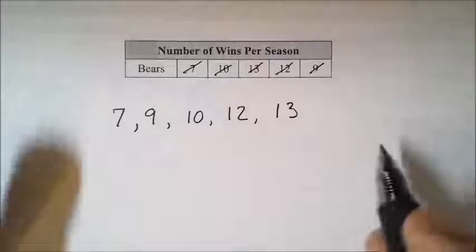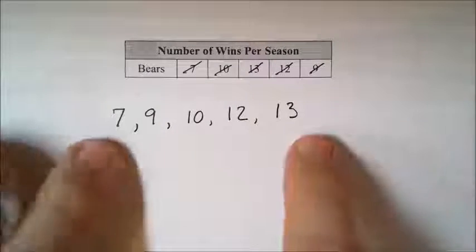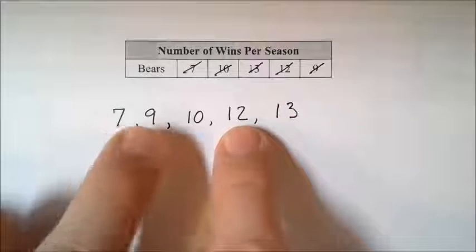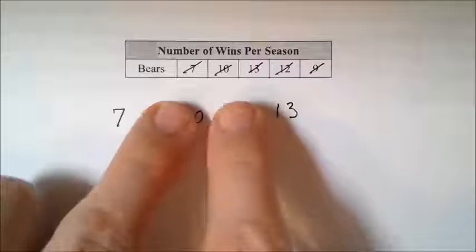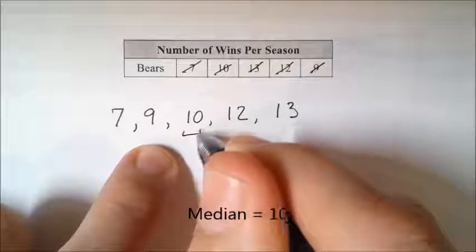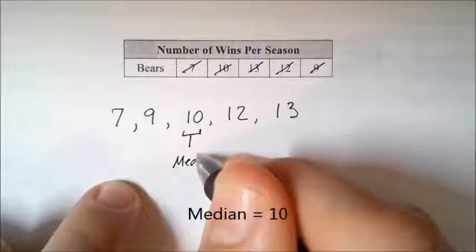So remember, when we're finding the median, we want the middle number. So we can simply just count in from the edges. So I'm going to go in 1, go in 1. Notice my middle number right here is 10. So therefore 10 is my median.